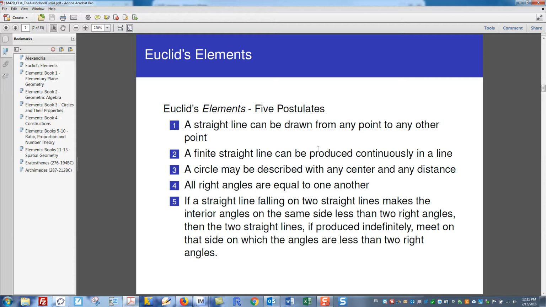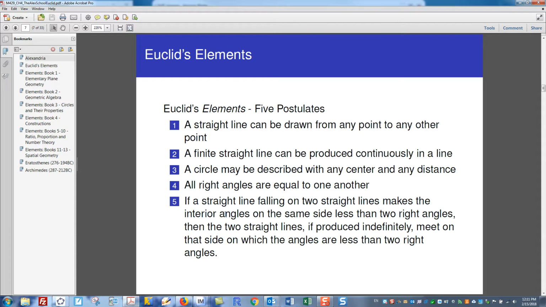And then it says that a circle may be described with any center and any distance. So we have a circle drawer that, given a point and some distance, we can draw any circle. And then all right angles are equal to one another, so the idea that if we have a right angle in one area of the drawing and another right angle in another area of the drawing, then those two right angles are going to be equal in measure.